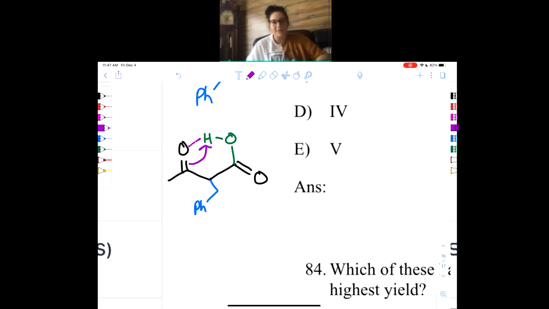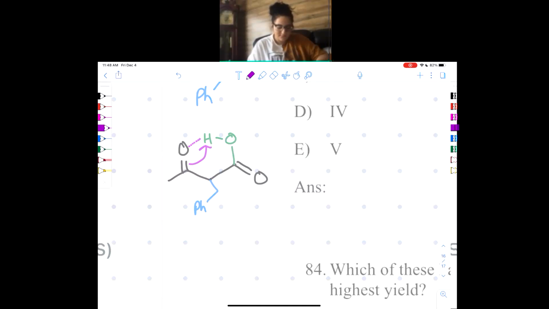And so these electrons are going to be used to steal the hydrogen. These electrons are going to be used to create a double bond.